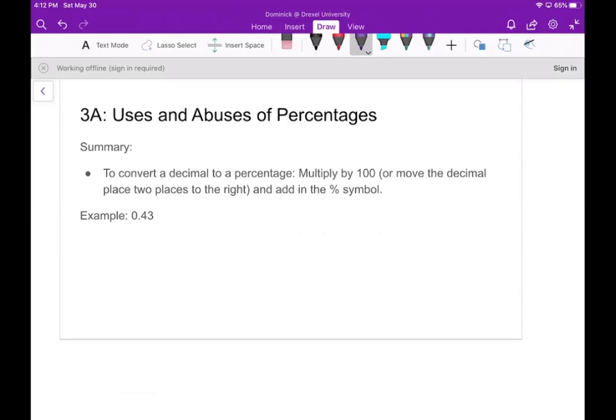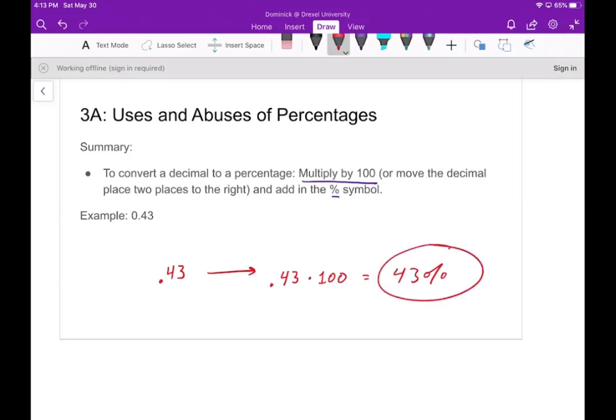Now, if you want to convert a decimal to a percentage, so if you're given a decimal number, you would multiply it by 100. Or of course, you could think of it as moving the decimal 2 places to the right and then adding in the percent symbol. So if you have the decimal 0.43, you would multiply by 100, and that would give you 43%. Or again, you could have just taken the decimal and moved it 2 spaces over, and you would also get 43% that way.